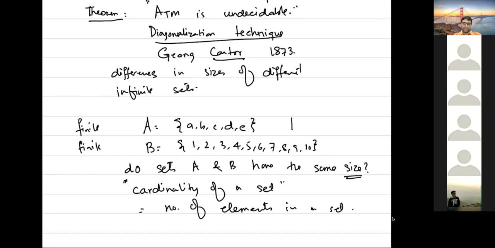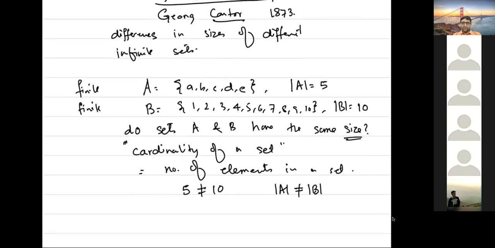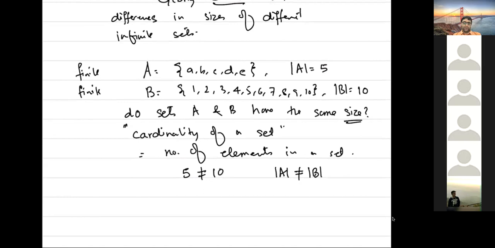So we can see that the number of elements in A is equal to 1, 2, 3, 4, and 5. And the number of elements in B is equal to 10, right? So 5 is not equal to 10. Therefore, size of A is not equal to size of B, right? So A is not of the same size as the set B. So we can figure it out if both the sets are finite.